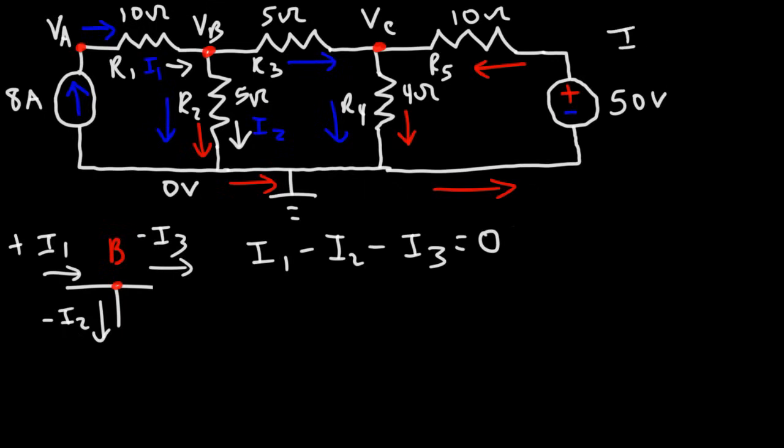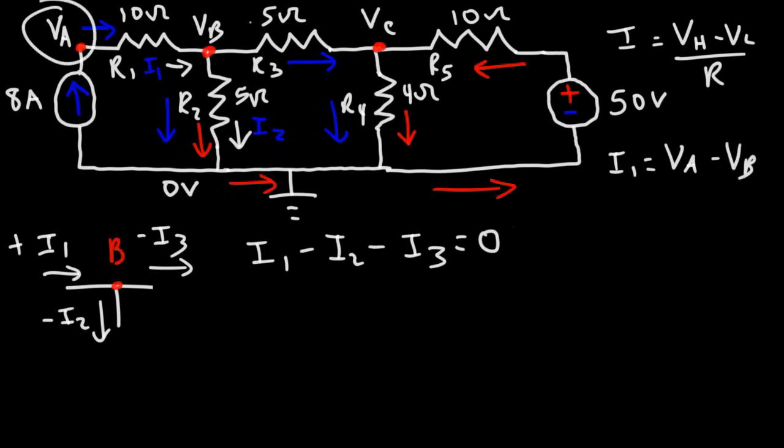So remember, the current is going to be the high electric potential minus the low electric potential divided by the resistor. So I1 is going to be, it's flowing from A to B, so VA is larger than VB, as you can see, divided by R1.